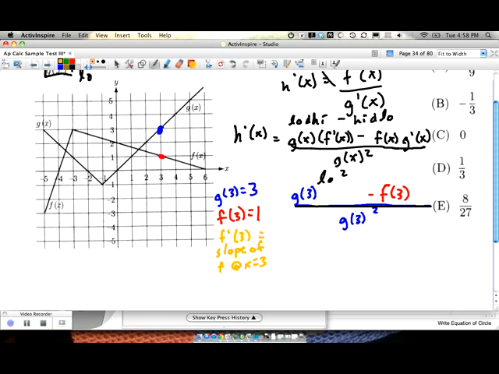The slope of f at x equals 3, I'm here at 3, but my slope, it's a constant slope, notice. That's why these are piecewise linear functions. My slope is -1/3.